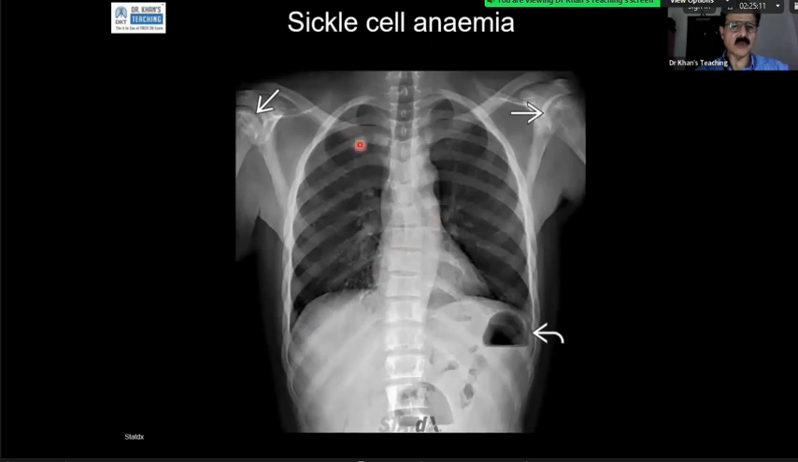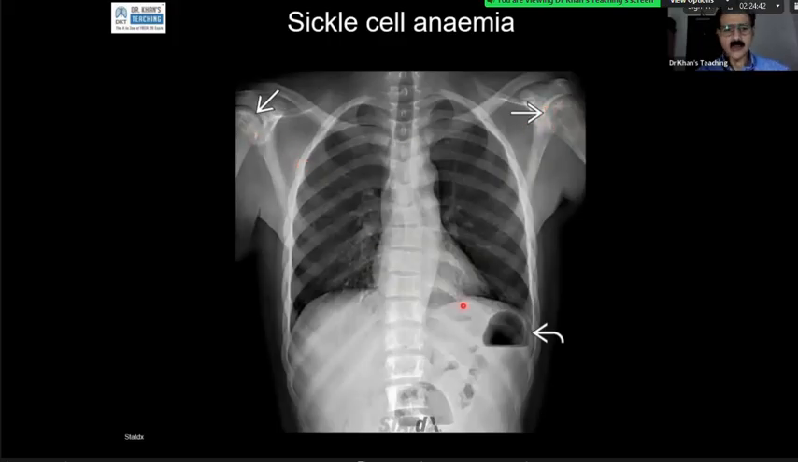Another example of a story film, where just consider yourself in the exam and you get it and you describe everything. Maybe some sort of H shape here, but not as obvious as we had seen in the earlier examples. But then you see sclerosis in both humeri.